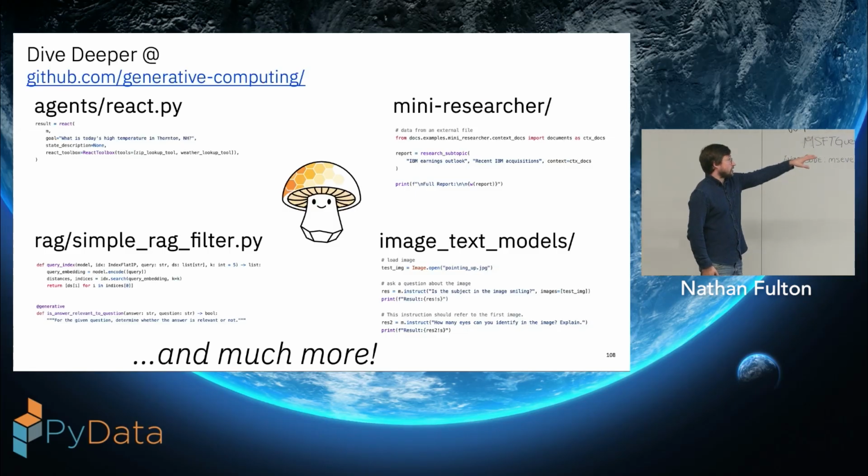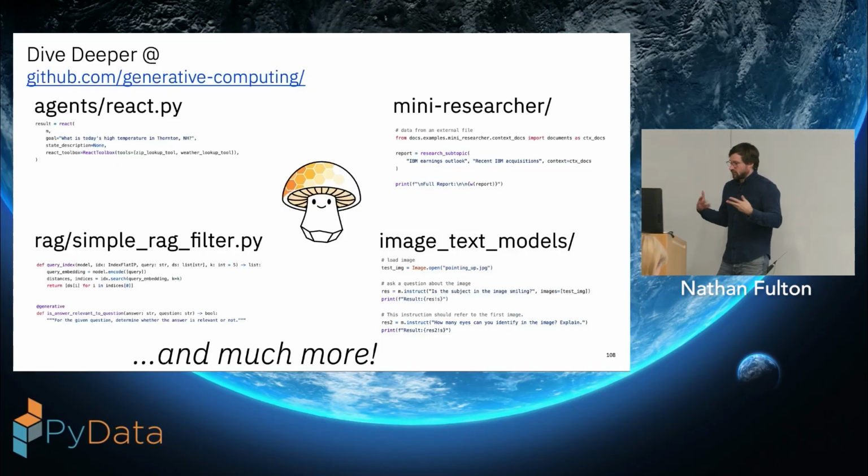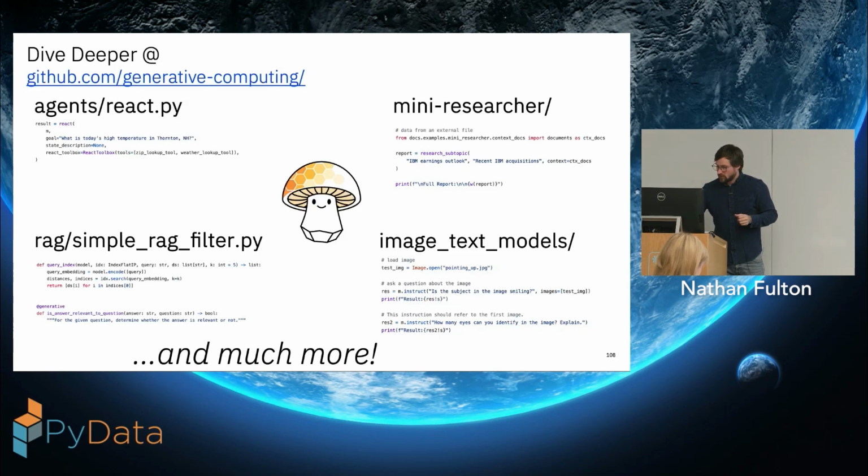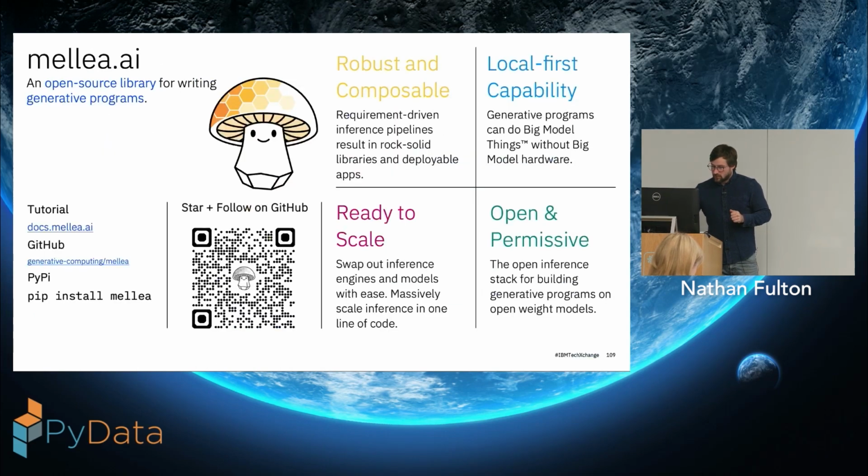We have a whole bunch of other worked examples in our GitHub repo. So we have the mini researcher. We have some examples of what classical agent implementations look like when you implement them as Mellea programs. We have some RAG examples. We have some VLM examples. And this is growing all the time.